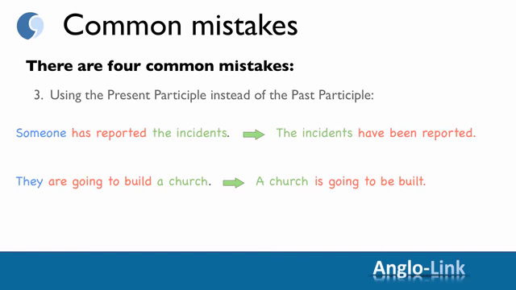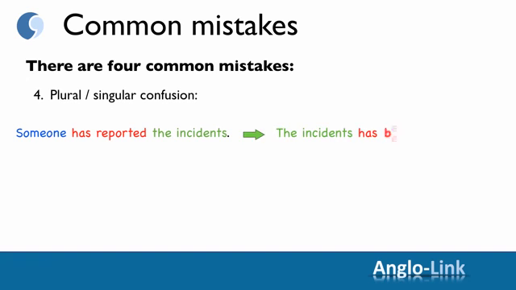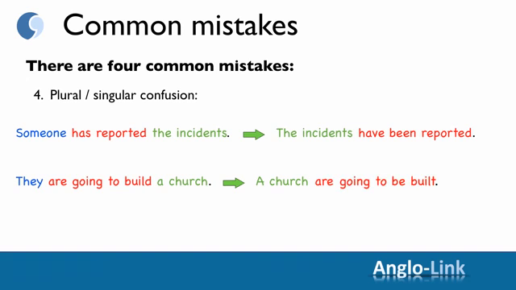And finally, the fourth common mistake is confusing the plural and singular verbs or subjects. For example, someone has reported the incidents. Here, someone is singular, so the verb is has reported, whereas the incidents is plural, so you must say the incidents have been reported. Vice versa, they're going to build a church. A church, not are going to be built, because a church is singular, so a church is going to be built.